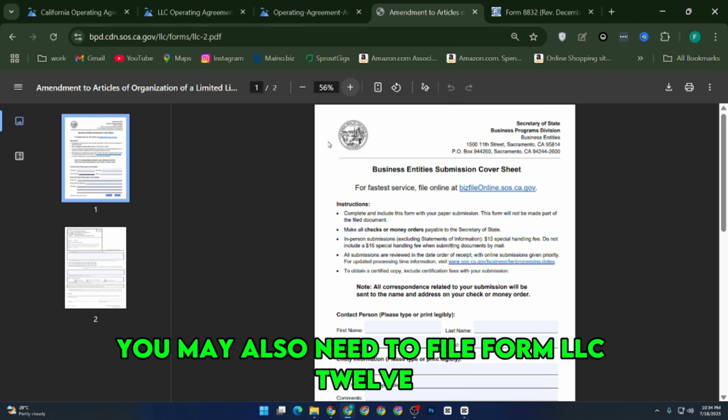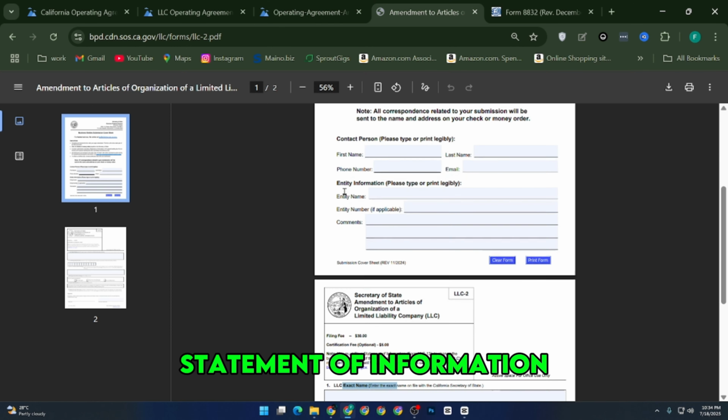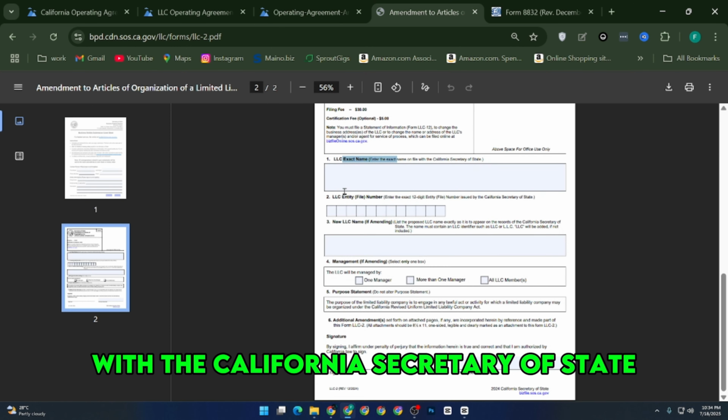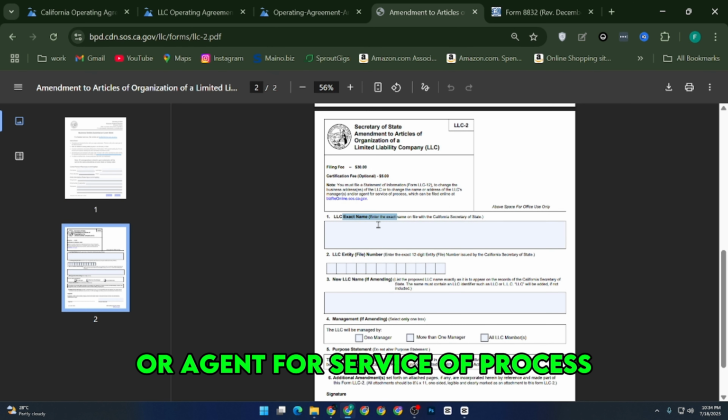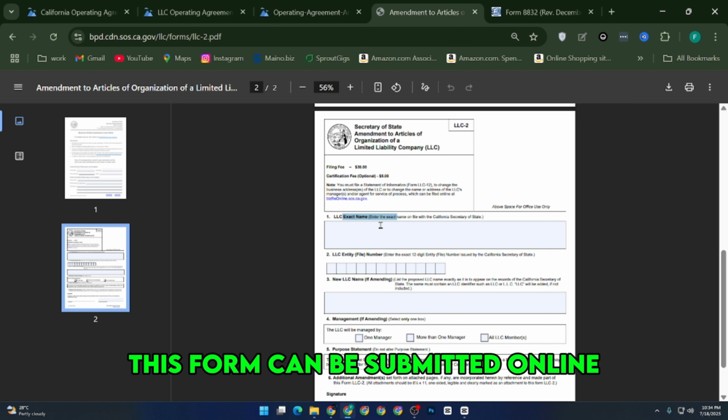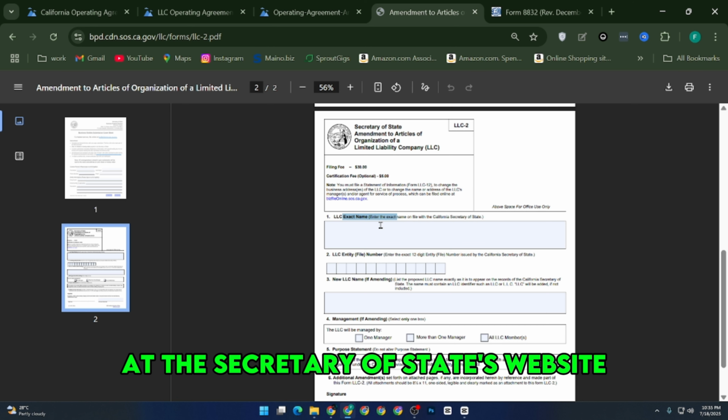You may also need to file Form LLC 12 Statement of Information with the California Secretary of State, but only if the addition of the new member changes the LLC's management structure or agent for service of process. This form can be submitted online at the Secretary of State's website.